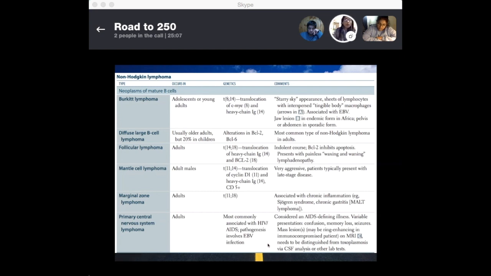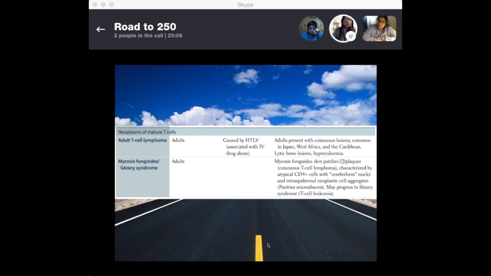Yeah, so those are our B-cell neoplasms. The neoplasms of mature T cells, so the adult T-cell lymphoma, is caused by human T-lymphotropic virus, and it is associated with IV drug abuse. Adults present with cutaneous lesions, commonly seen in Japan, West Africa, and the Caribbean. On labs, you see lytic bone lesions and hypercalcemia, on examination, I guess, more so.